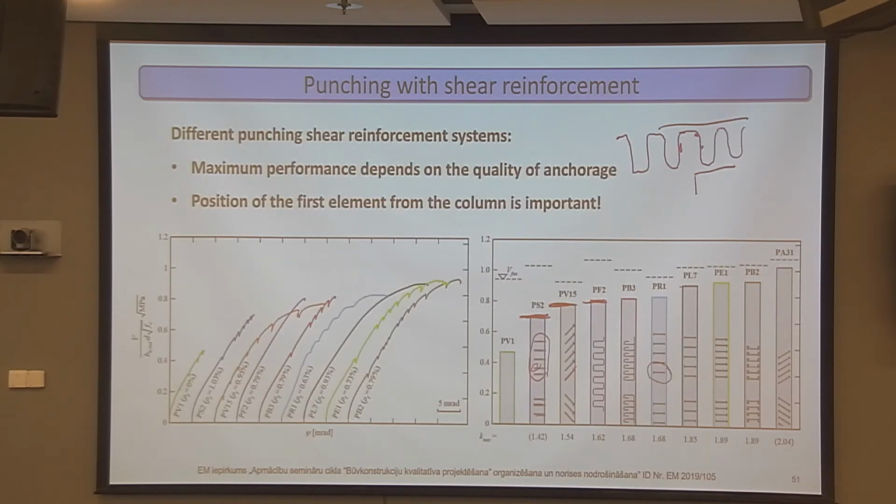So these systems with double-headed studs, there are different systems, they all give better performance than the ones that have some different anchorage, like this one here that has just bent bars on top. So that's why in Eurocode as well, or the technical approvals, they give different values for maximum resistance for different systems because they do behave differently.